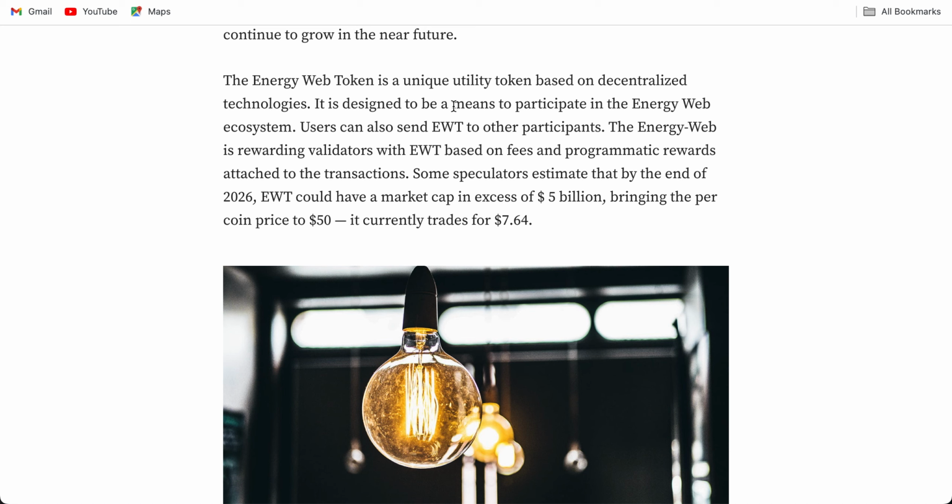It is designed to be a means to participate in the Energy Web ecosystem. Users can also send EWT to other participants. The Energy Web is rewarding validators with EWT based on fees and programmatic rewards attached to the transactions.